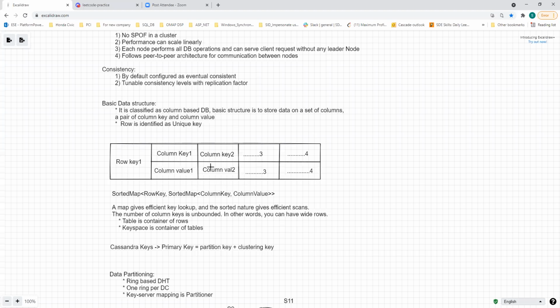The number of columns is also bounded, and therefore this nested map makes more sense here. It's not exactly the way it is, but it's just an analogy of how it might be in Cassandra. So that is one thing.